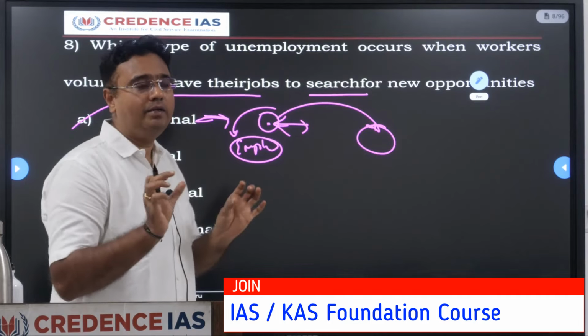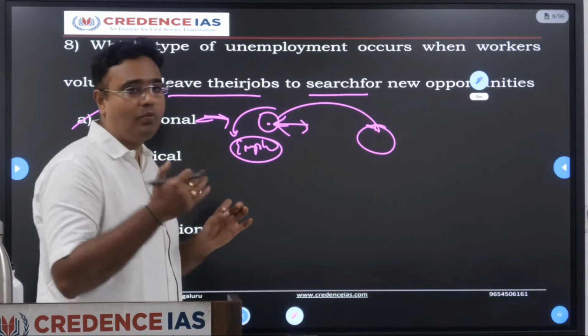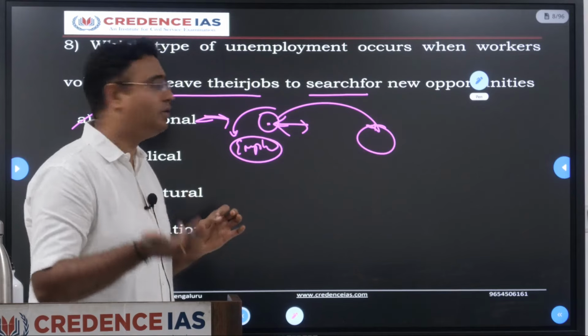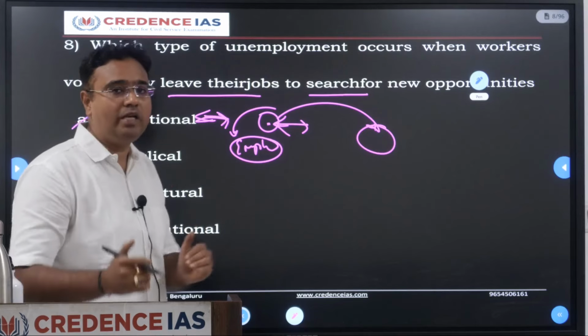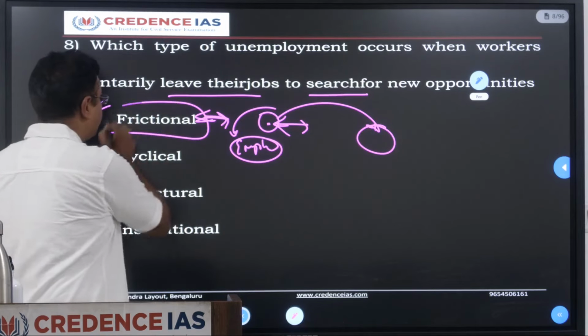That temporary lag for which he transfers from one job to another job, or from one firm to another firm, that time period for which he remains unemployed, we call frictional unemployment.